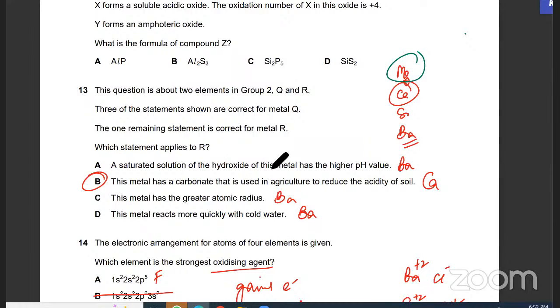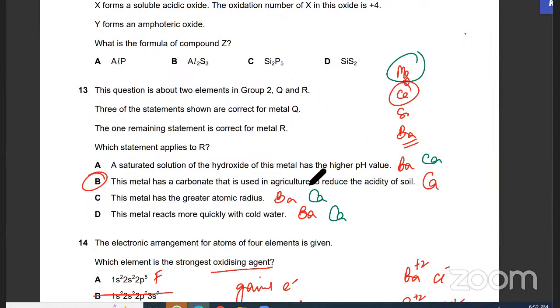A saturated solution of the hydroxide of this metal has the higher pH value. So who's going to have a higher pH value? That's going to be calcium, right? Okay, so the metal has the greater atomic radius, so that's going to be calcium. The metal reacts more quickly with cold water. Which one is it going to be? Calcium.